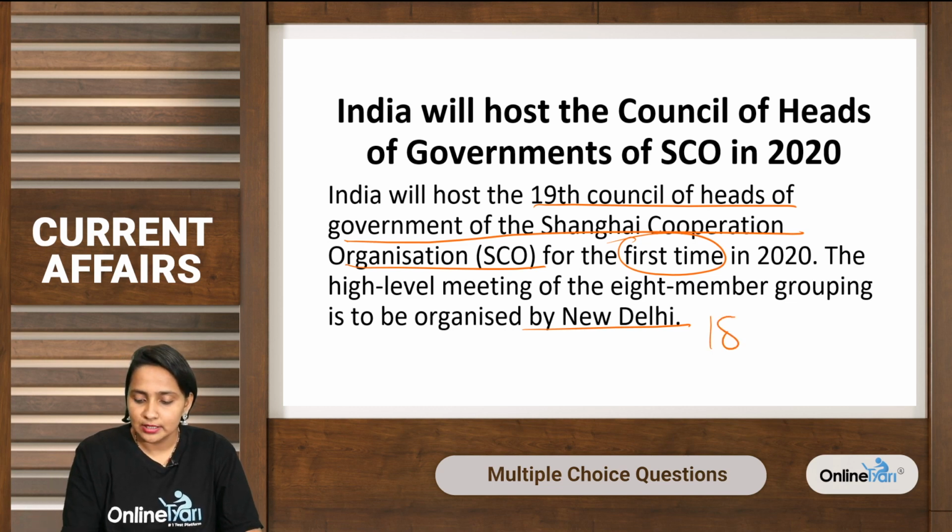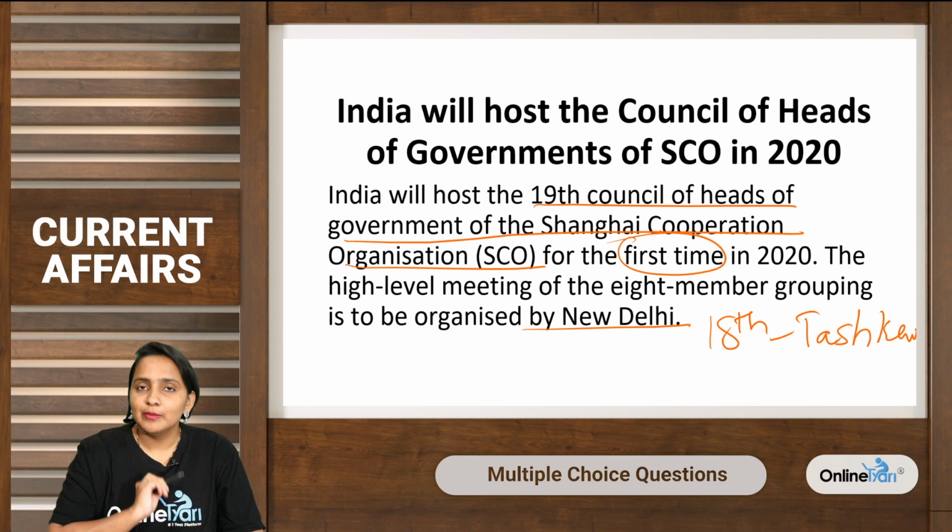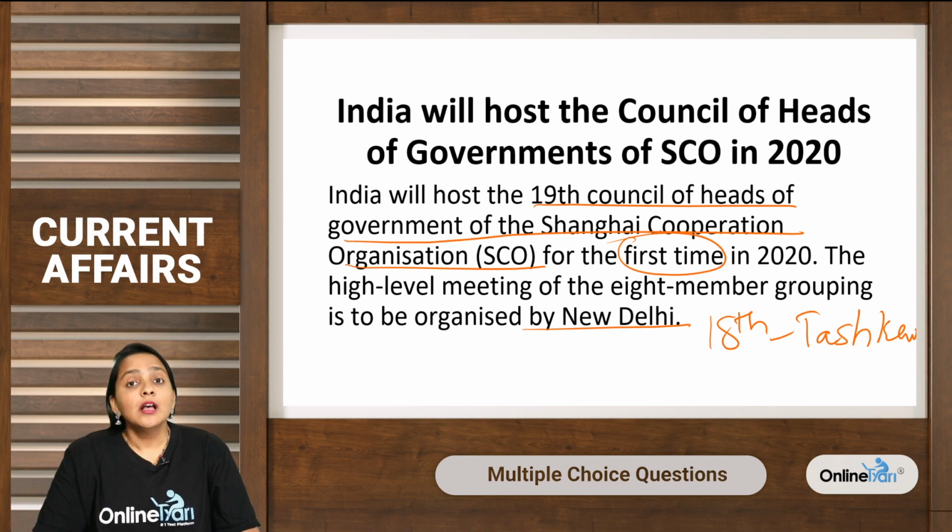So the 18th Council of Heads meeting happened in Tashkent, and the 19th will be held by New Delhi. The Shanghai Cooperation Organization is a China-led 8-member economic and security bloc in which India and Pakistan are also members. Its other member countries include China, Russia, Kazakhstan, Kyrgyzstan, Tajikistan and Uzbekistan.